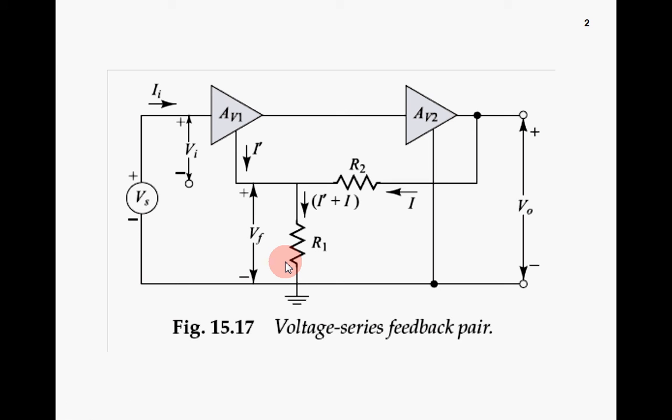One more thing that we can note from this figure is that we are taking the output from this node. You can see we are taking the output from the same node, and from the same node we are taking the feedback signal, and therefore it is a case of voltage sampling. Similarly, at the input side, the feedback voltage is in series with the input voltage Vi, right? And therefore this is the case of voltage mixing, or you can say series mixing, and therefore the feedback topology used here in this figure is voltage series feedback.